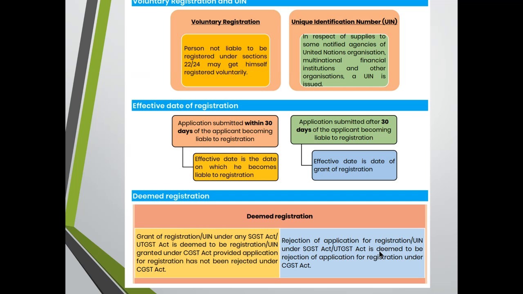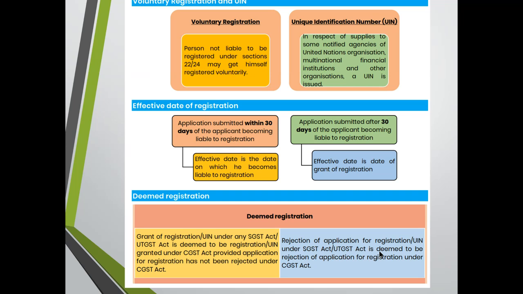But scenario number 2: on 1/10/2025, the threshold limit got crossed. You apply only on 2/11, after 30 days. You applied on 2/11/2025 and got registration on 8/11/2025. Then the effective date of registration would be 8/11 only, not from the date on which you crossed the threshold, 1/10.